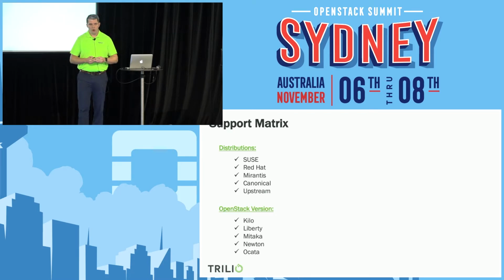Where do we start, and where are we right now on the version of OpenStack? We started at Kilo. We started before, but we officially support Kilo and beyond. We just finished up Okata, and we're working on Queens and Pike.